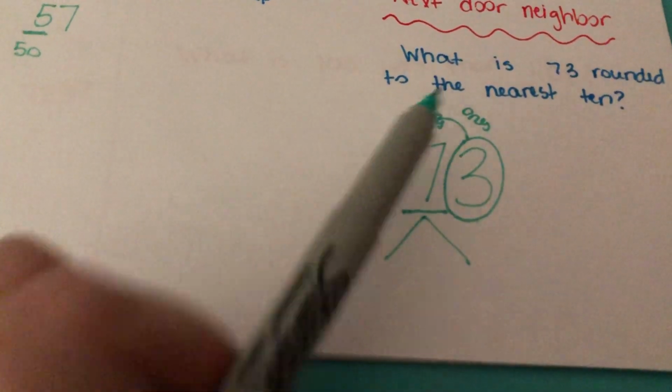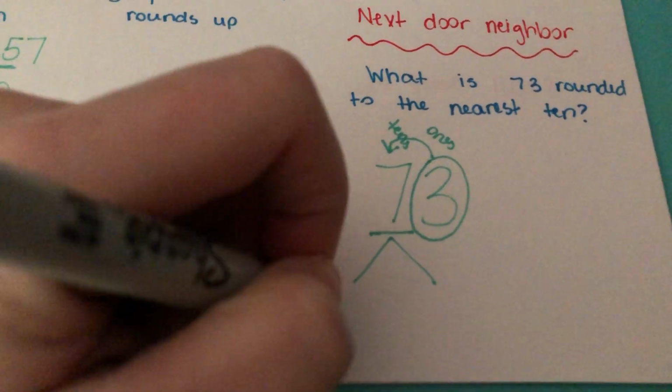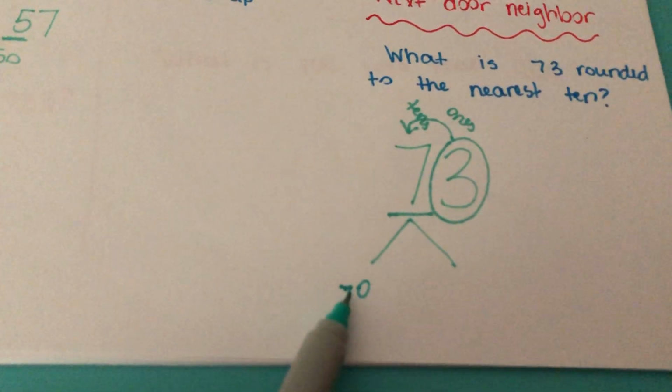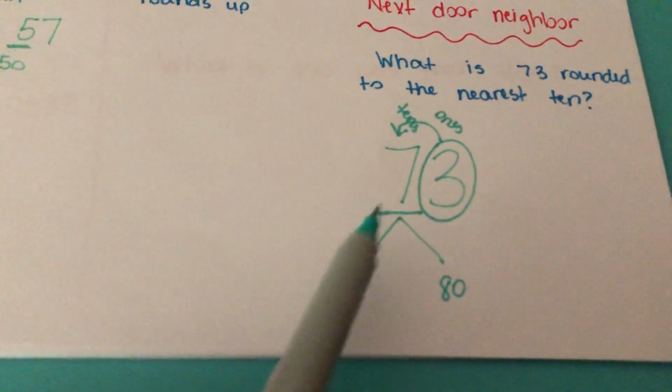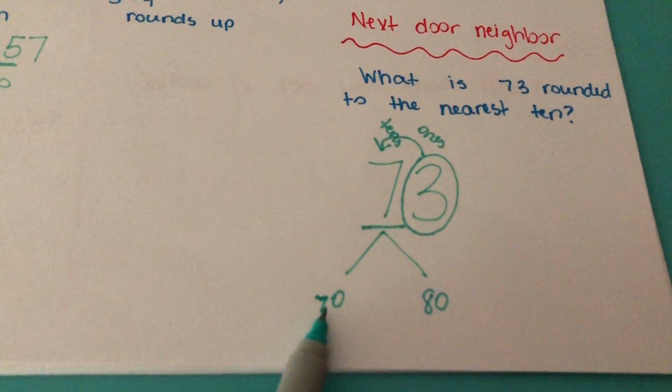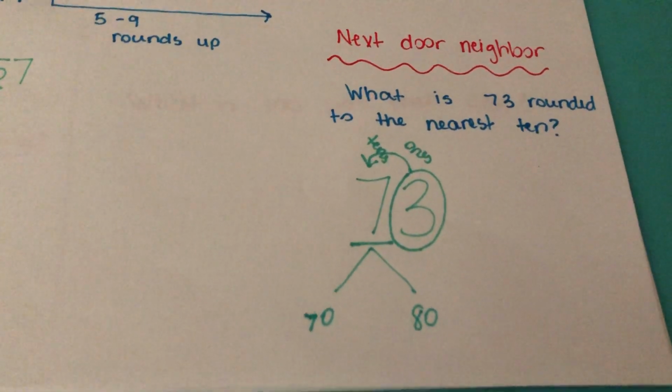Well, we know that 7 tens, if we count by tens, 7 tens is 70. That's the lowest that this is going to be. And we know that 10 more than 70 is 80. So we know that 73 is in between 70 and 80. So our answer is going to be either 70 or 80.